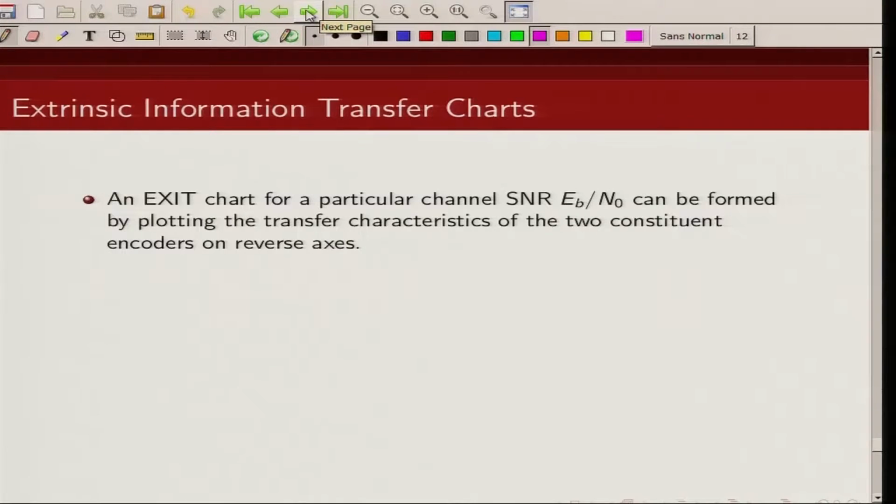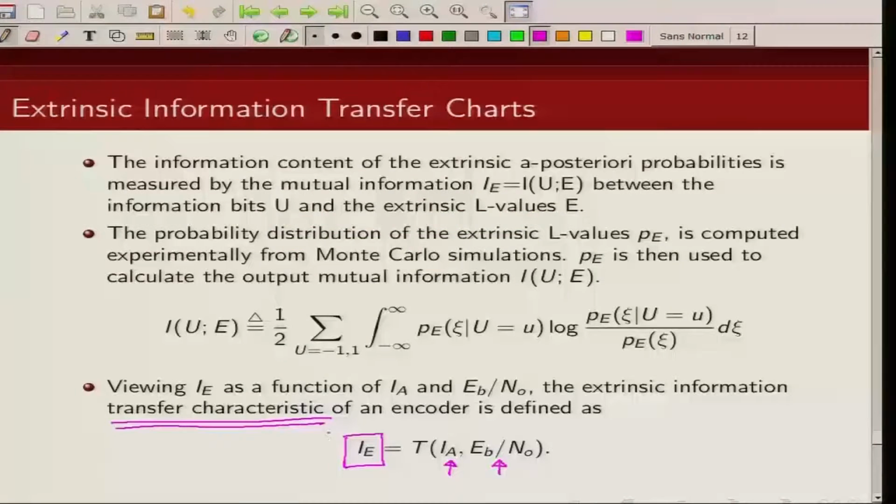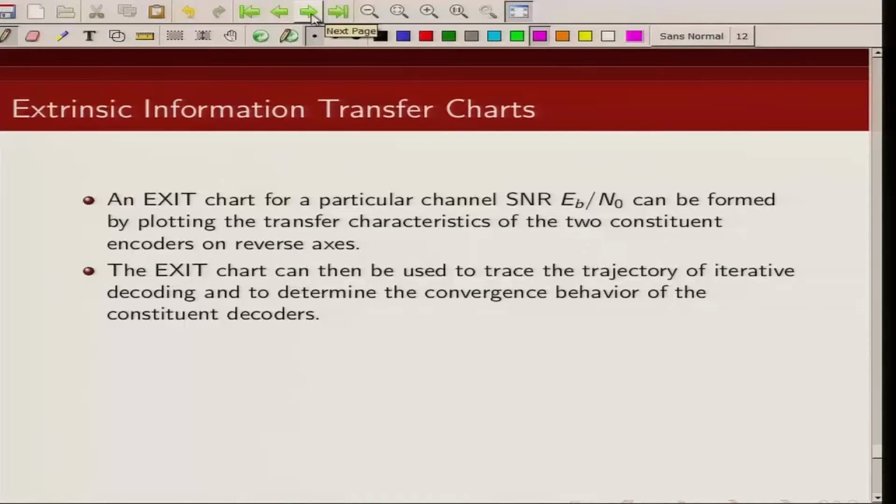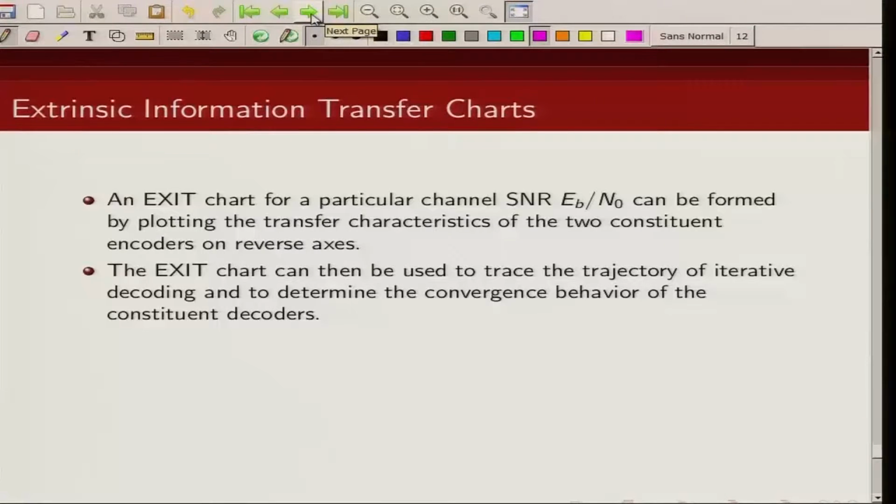So, how was the EXIT chart created? They plotted this transfer characteristics which was given by this. They plotted this transfer characteristics for two constituent decoders on reverse axis, similar to Al-Gamal's technique. The difference is Al-Gamal used mean and SNR, here they use mutual information. So, very similar idea. These transfer functions were plotted on reverse axis.